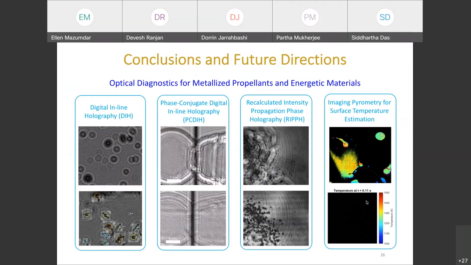So in conclusion, hopefully I didn't go too fast or too slow. I talked a little bit about digital inline holography techniques, and I talked about two-phase distortion cancellation techniques and sort of the benefits of one versus the other.